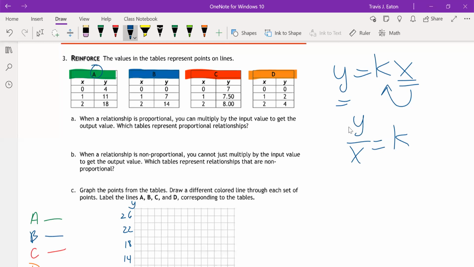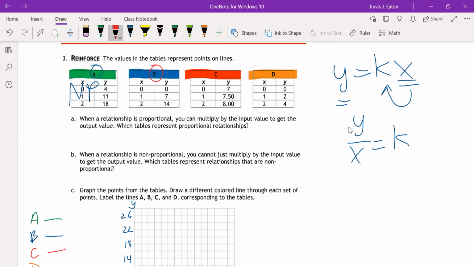4 divided by 0 is 0. 11 divided by 1 is 11. 18 divided by 2 is 9. Do we have a constant there? Is it the same every time? Are the quotients equivalent? No. So that is not proportional. I'll just make a note of that. Let's try to make that a little bit neater. Not proportional.